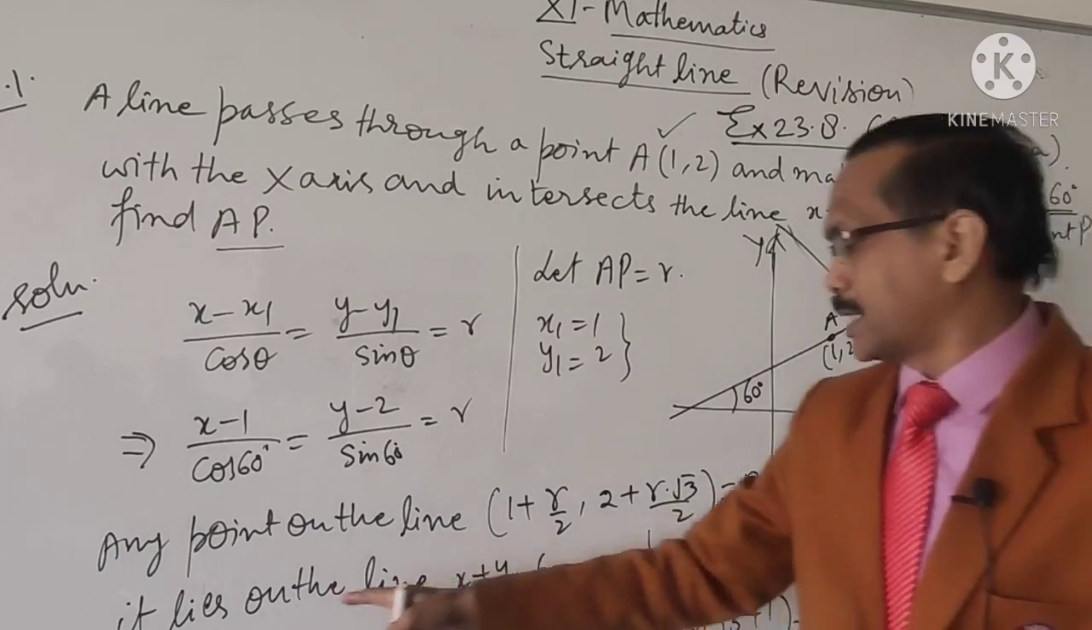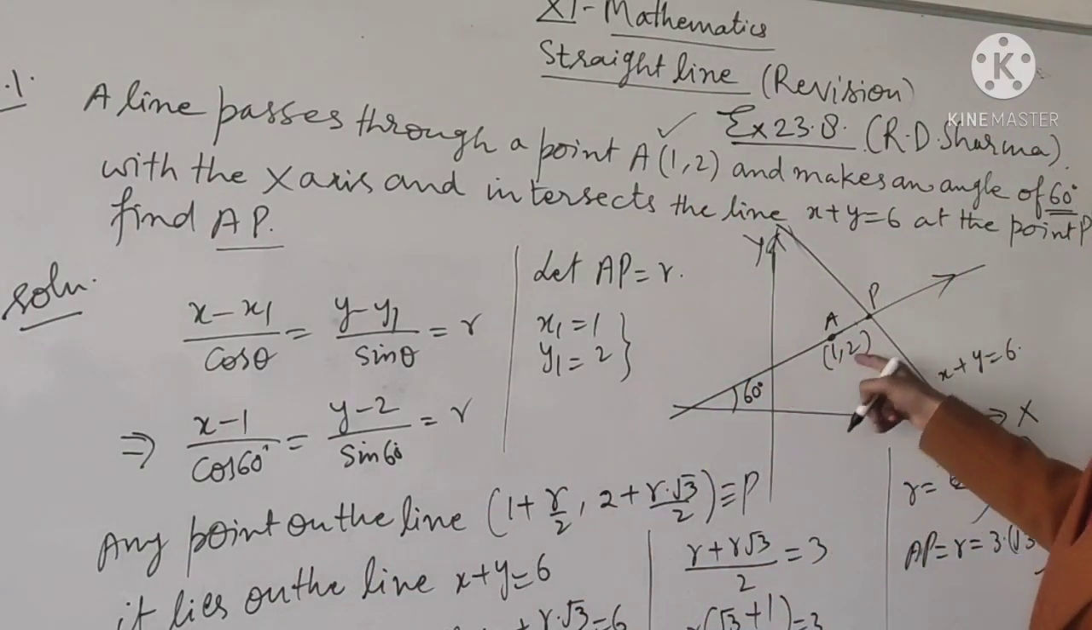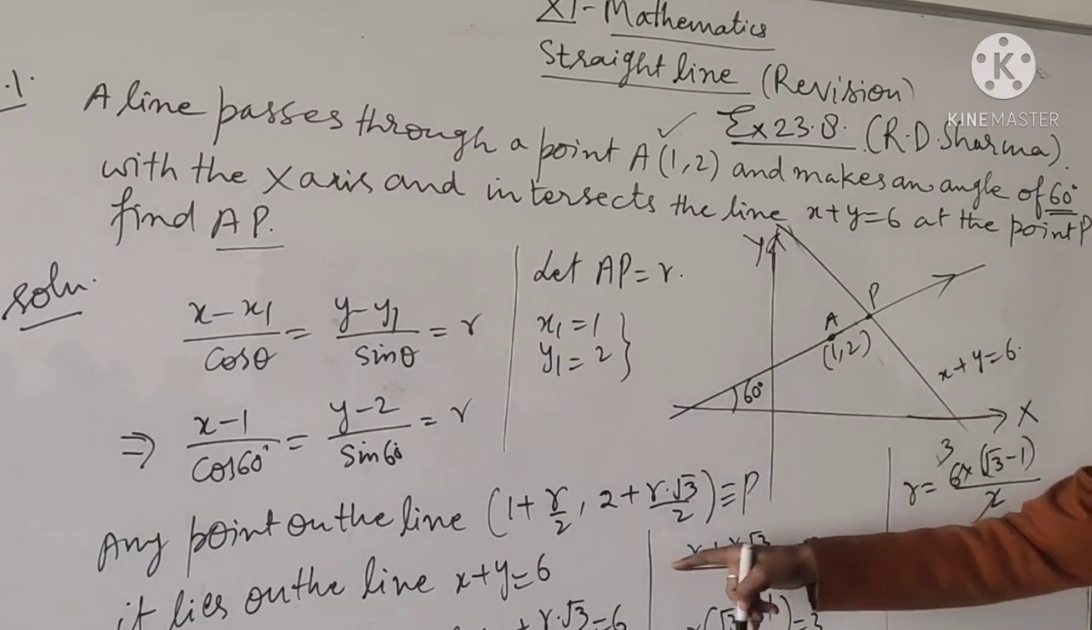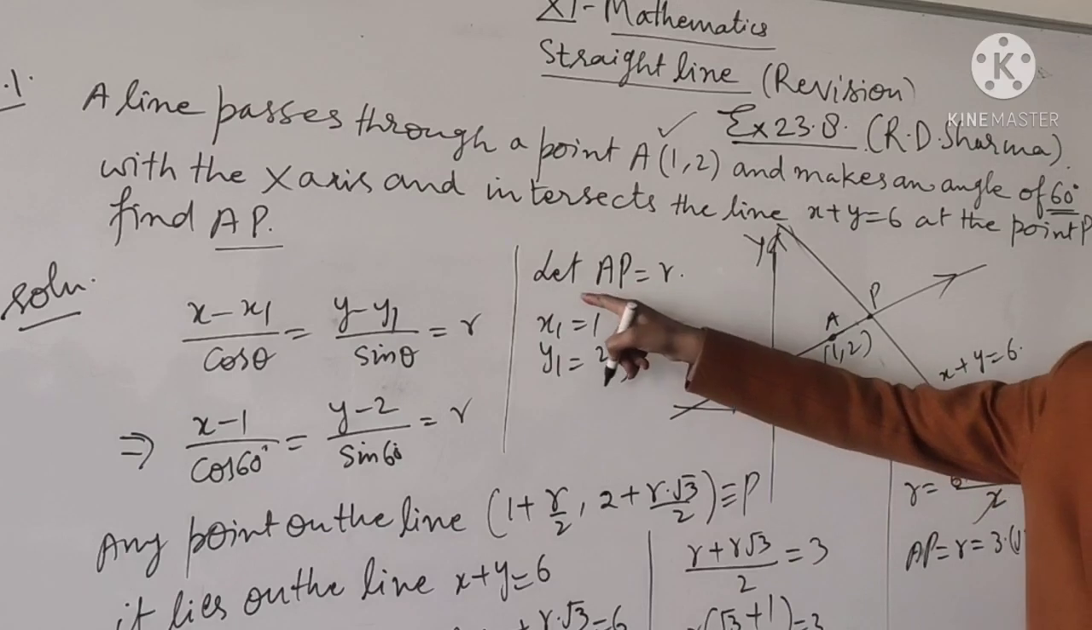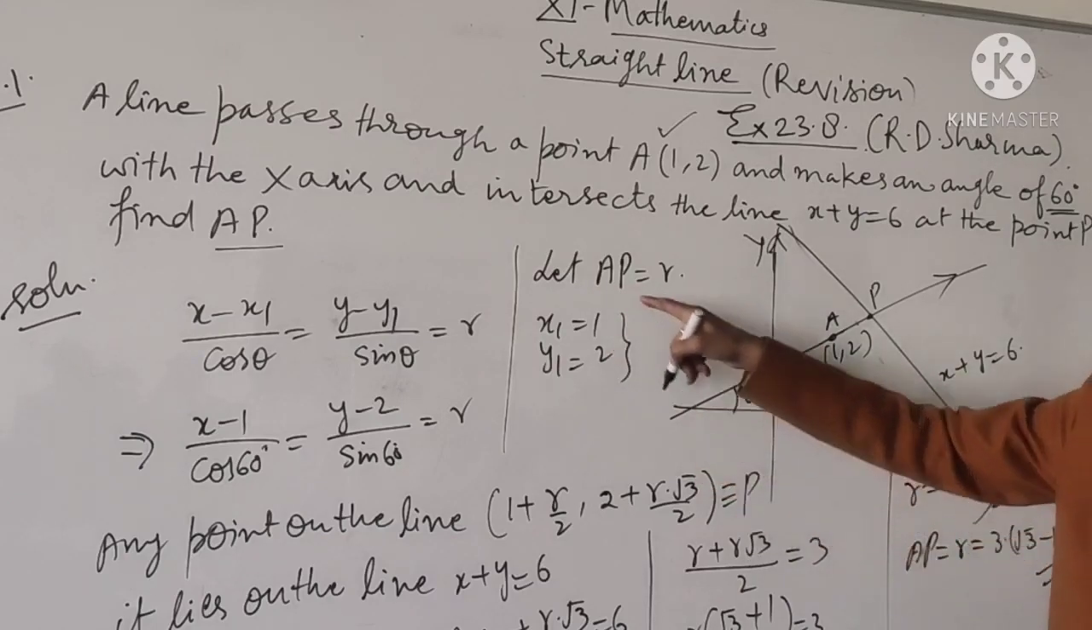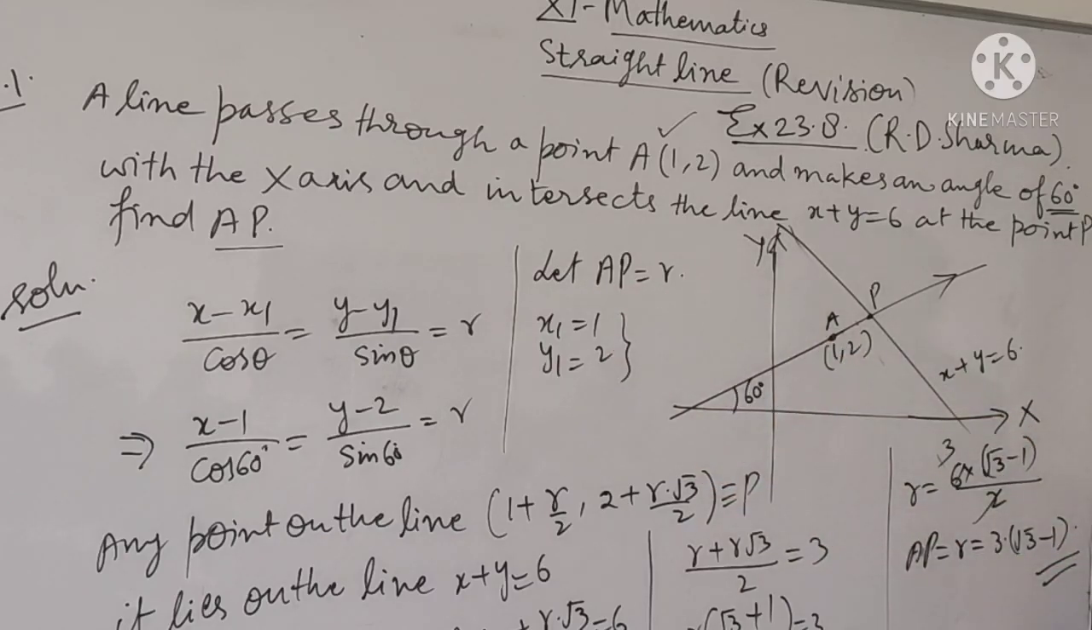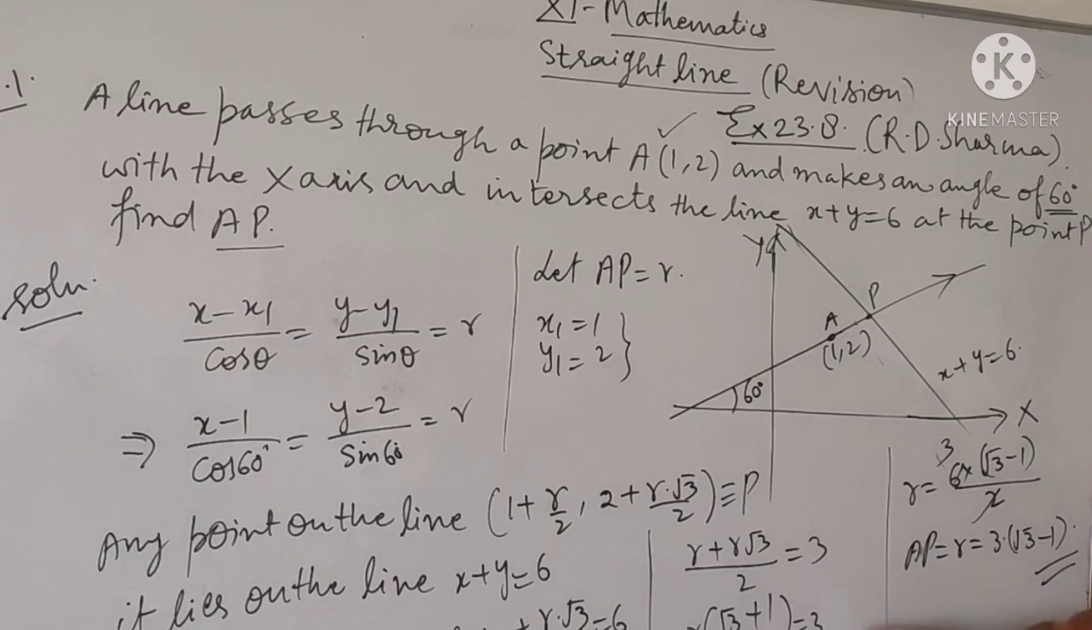Right? Now since this point lies on the line x plus y equal to 6, putting this value here, find the value of r, and then this value r equal to AP. So this is the required distance, and to simplify this, we will rationalize the denominator, multiplying and dividing numerator and denominator by root 3 minus 1. Denominator becomes 2, then final answer r equal to 3 into root 3 minus 1. Okay.